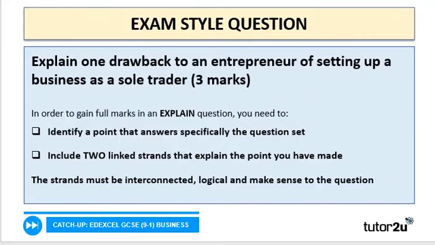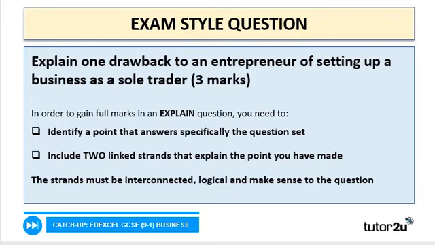So what we're going to do now is have a look at an exam question. The exam question is, explain one drawback to an entrepreneur of setting up a business as a sole trader. Now this is an explain question which would appear in section A of your exam paper. Explain questions are a very important type of exam question because there are 6 of them in the paper and they are worth in total 20% of the marks. Therefore, it's absolutely vital that you understand how to answer explain questions accurately and efficiently.